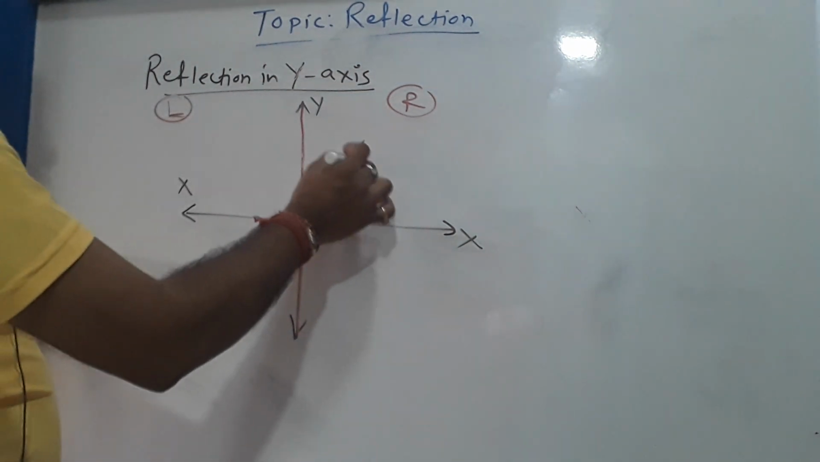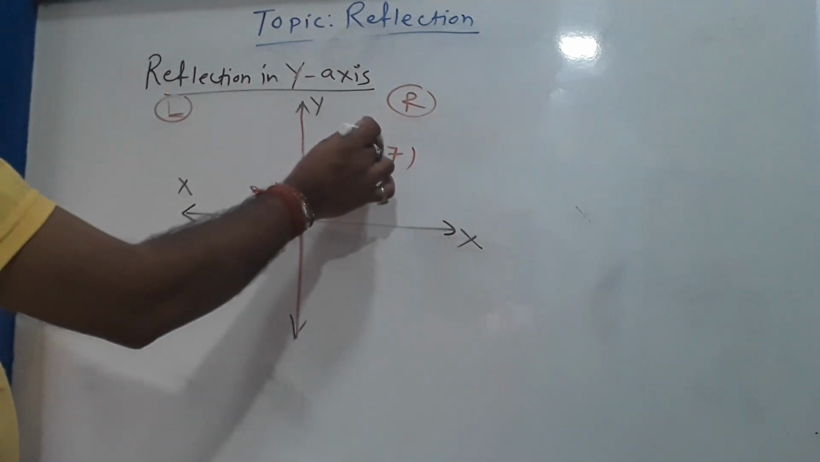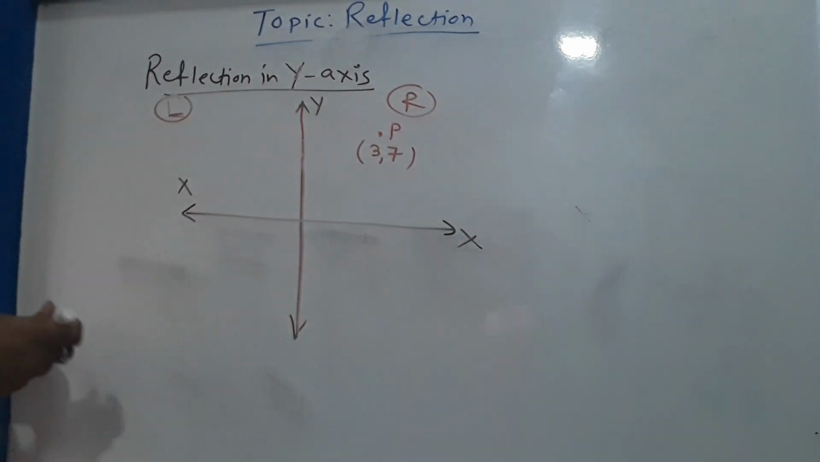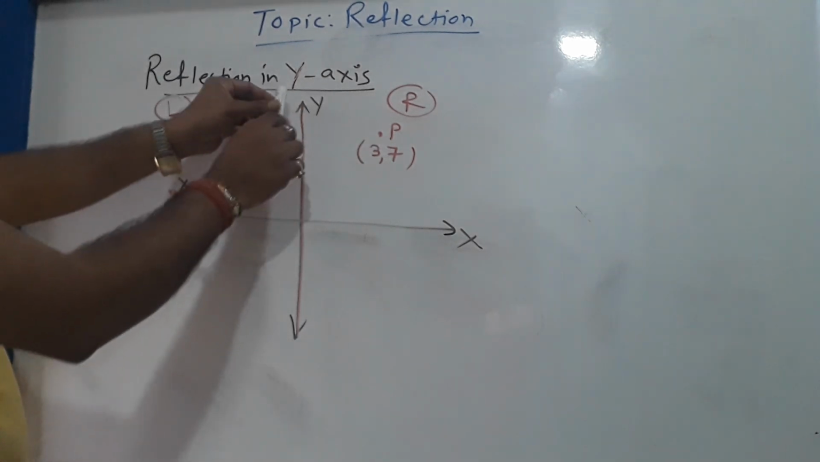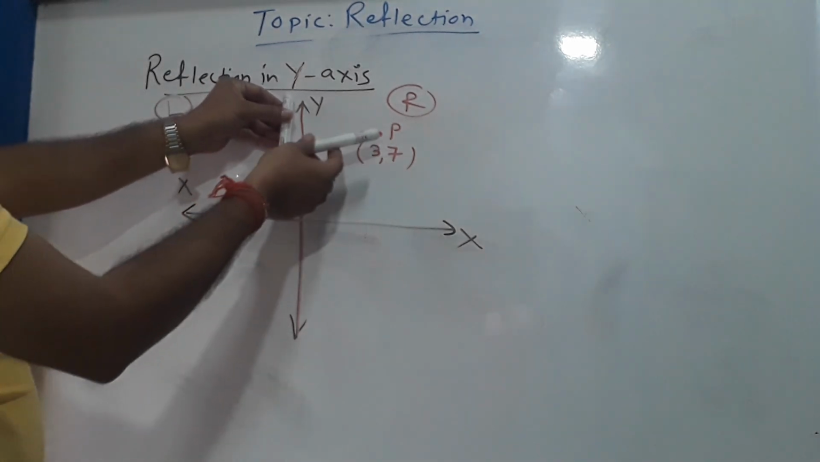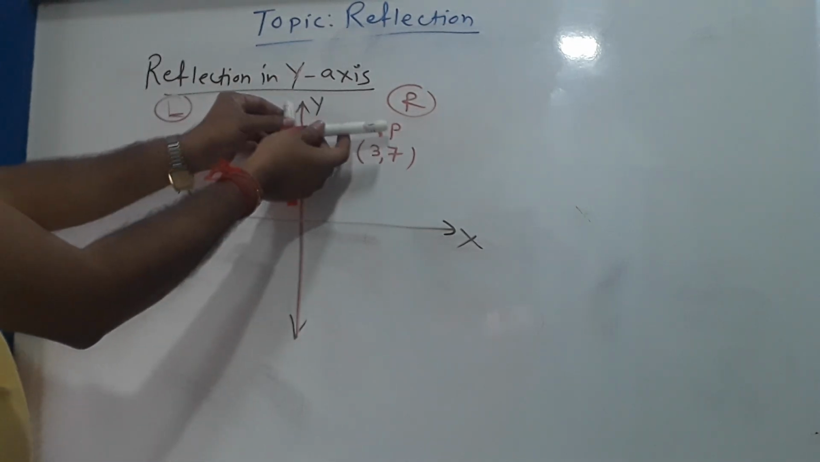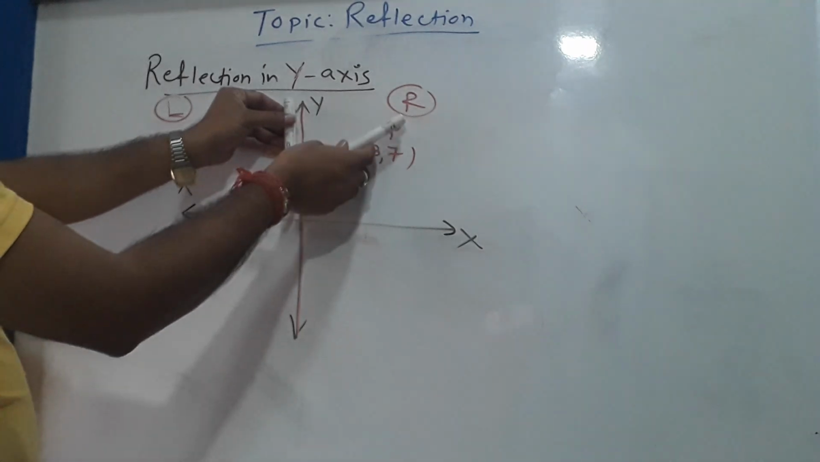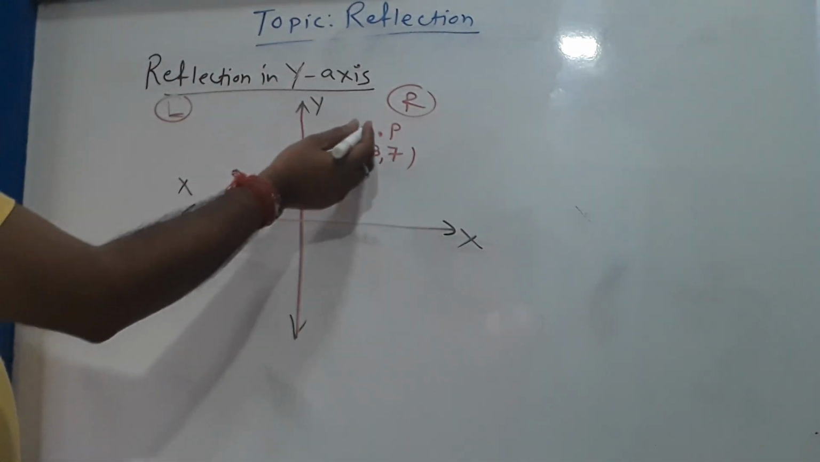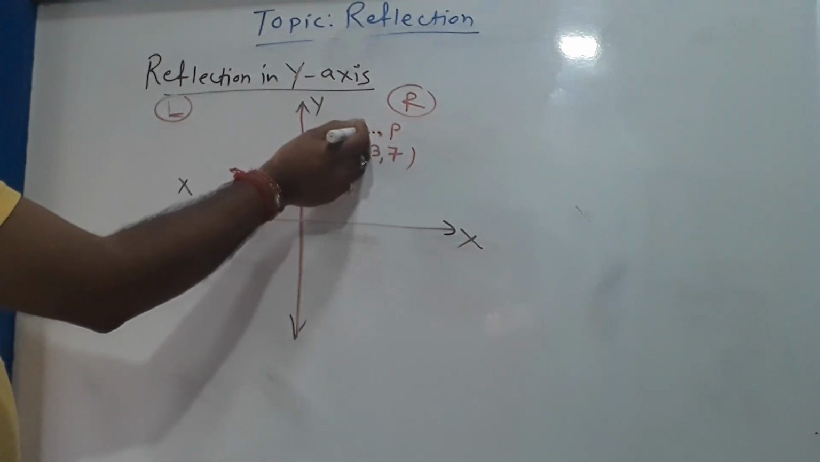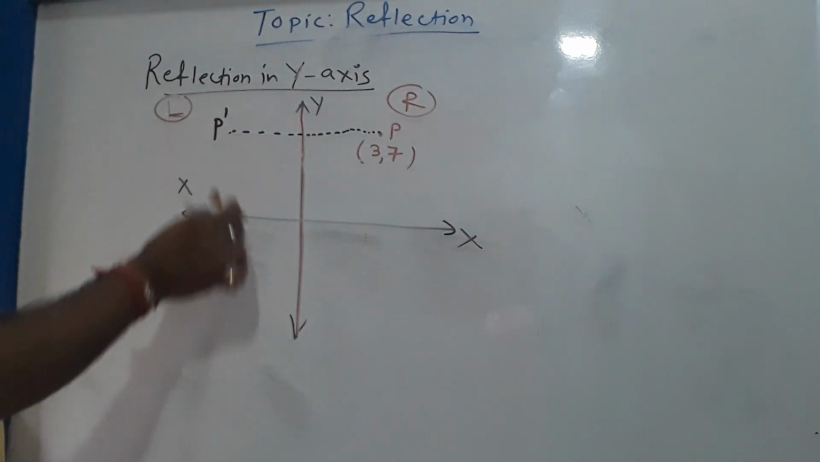Let us take 3, 7. This is point P. Now we want to take a reflection of this point P about y-axis. So P will go to P dash. P is on the right of y, so P will go to the left because this is reflection in y. P on the right will go to P dash on the left.